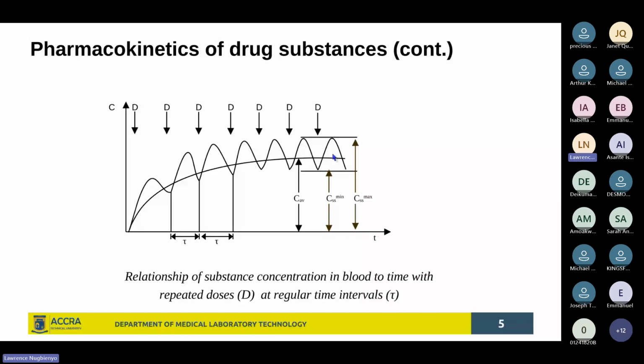So between the highest concentration level and the lowest concentration level that the drug reaches before the next dose is taken, that interval is a therapeutic window, meaning that the concentration of the drug in the system needs to be within that interval in order for the drug to have a therapeutic effect.